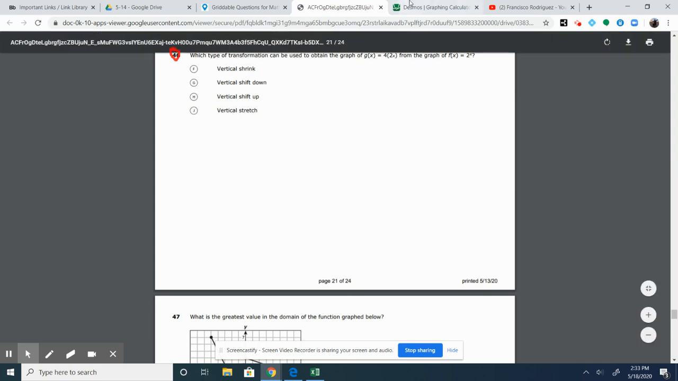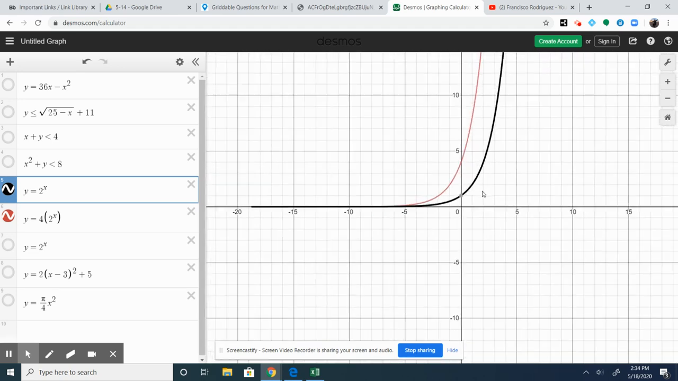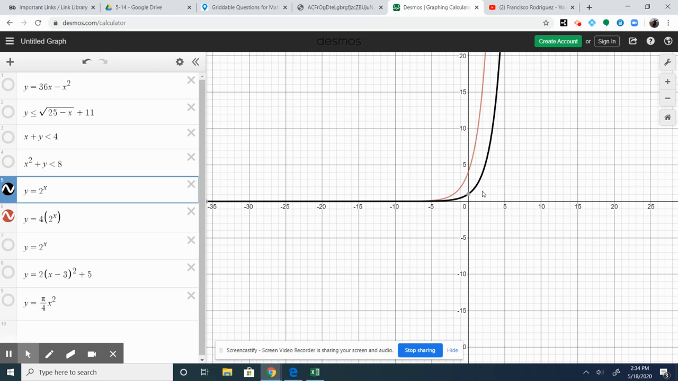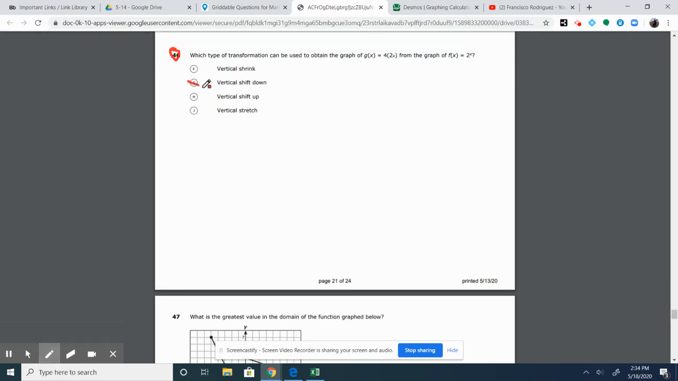So if we add a 4 to that 2 to the power of x, as you can see, it got a little bit skinnier. So what happened there was that it stretched a little bit. So we can eliminate g and h because those are shifts. We didn't move anywhere. All we did was shrink the graph a little.